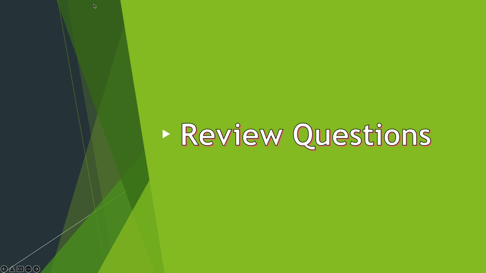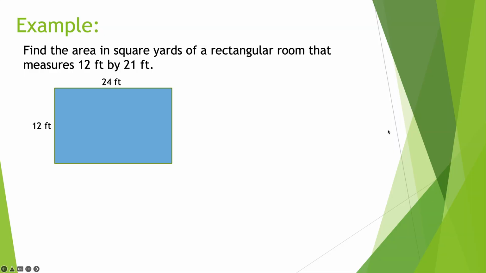Time to tackle the review questions today. All right, so the first review question that we had was to find the area in square yards of a rectangular room that measures 12 feet by 21 feet. Obviously, the tricky part of this is the yards instead of the feet. So you begin, do stop and start. I'll go over it with you. My time, a few seconds. Your time when you're done with the question.